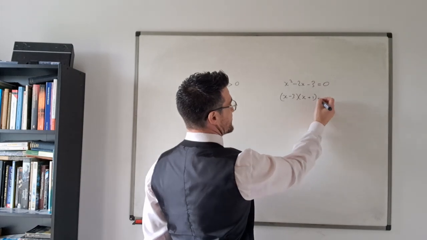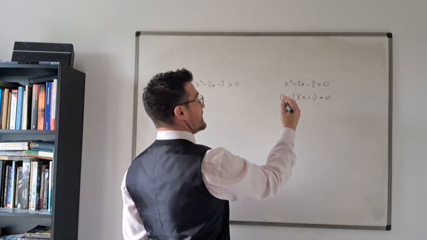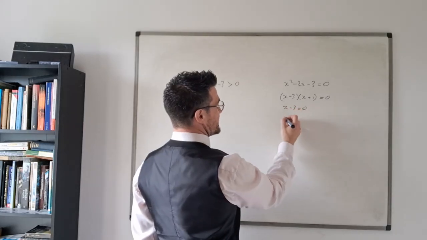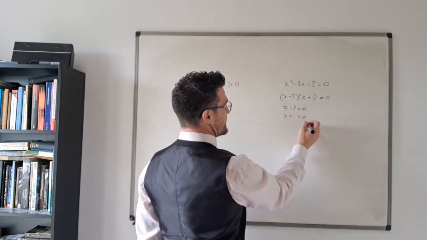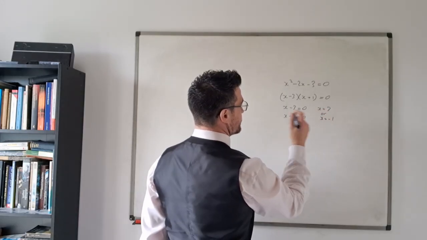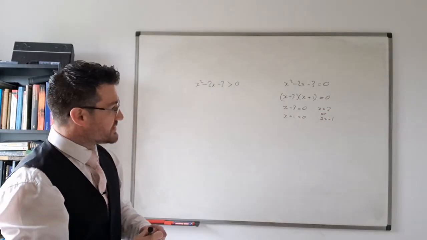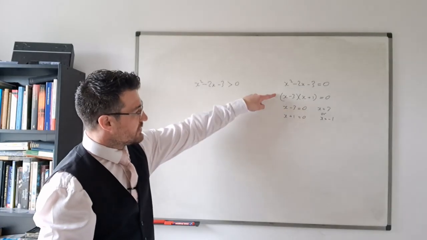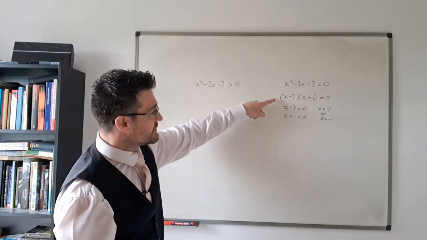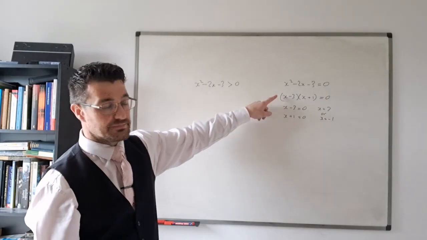We get x minus 3, x plus 1 equals 0. So this, therefore, we're told means that x minus 3 equals 0 or x plus 1 equals 0, and therefore x equals 3 or x equals minus 1. Okay? So this is the step where a lot of people lose their understanding. In fact, a lot of people lose their understanding going from here to here as well.